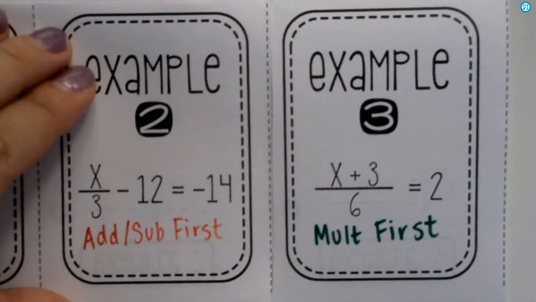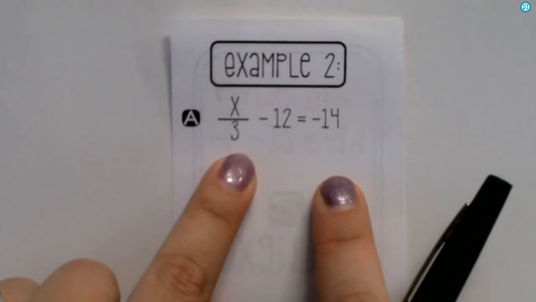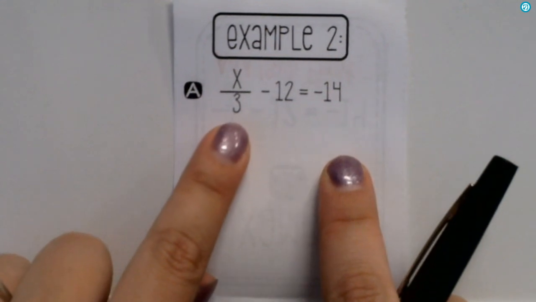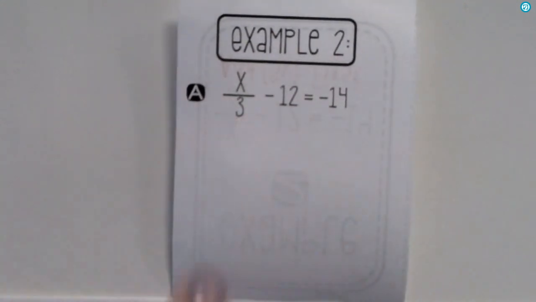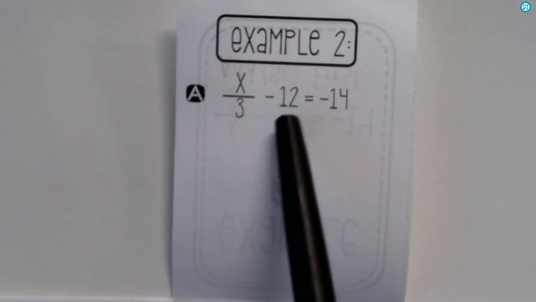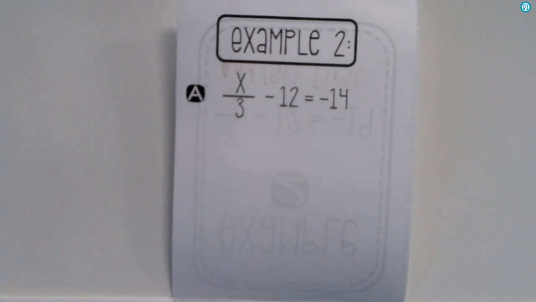Hey, so we've got those little notes. We are going to open up and we're going to do example 2a. So it's this one. It's x over 3 minus 12 equals negative 14. The first thing that we are going to do with a problem like this, where what we are adding or subtracting is separate, is we are going to add or subtract. So the first thing we're going to do is add 12 to both sides.